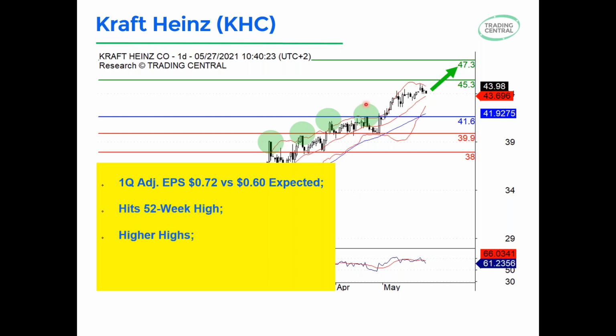In fact, we are around the 50-week high region for this stock. But I do not find this stock very stretched at the moment. I mean, it still has upside. And you can see the 20-day moving average is providing very good support at the moment.